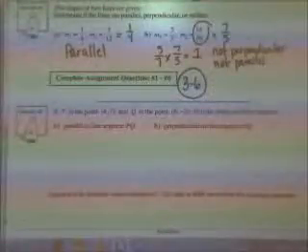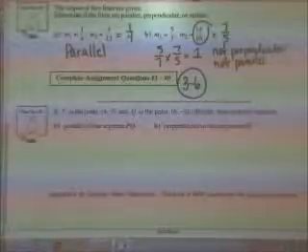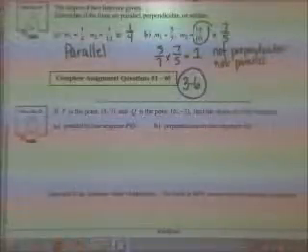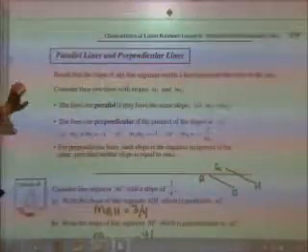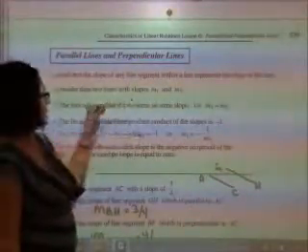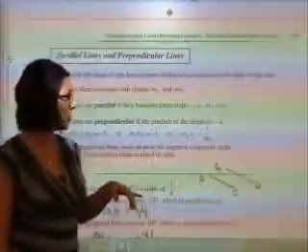So we're going to pick up where we left off in the last class with parallel and perpendicular lines. Just a quick review. Parallel lines have equal slopes. This is at the top of page 539. So if two lines have the same slope, they're parallel. If two lines are parallel, they will then have the same slope.